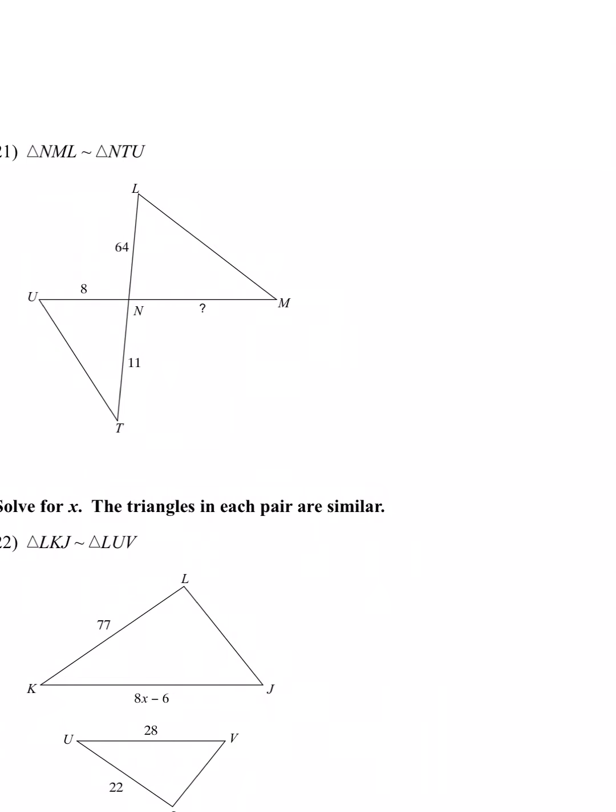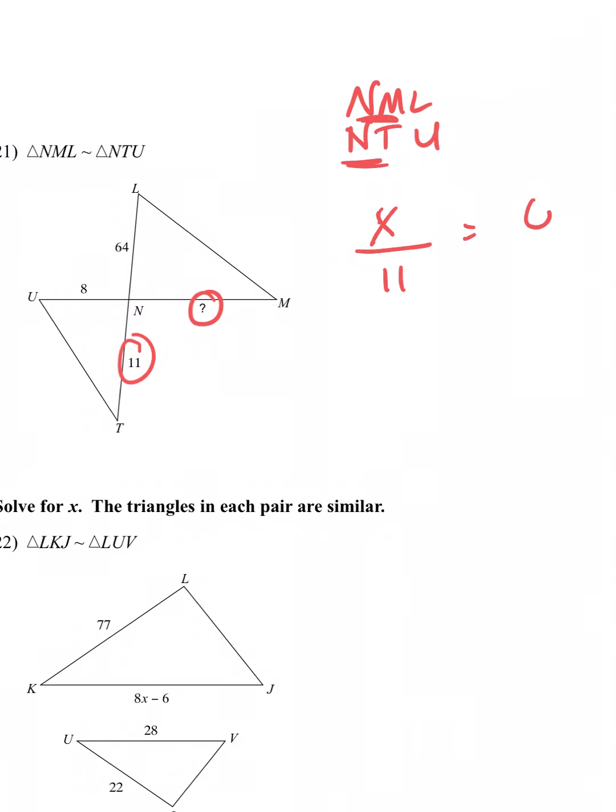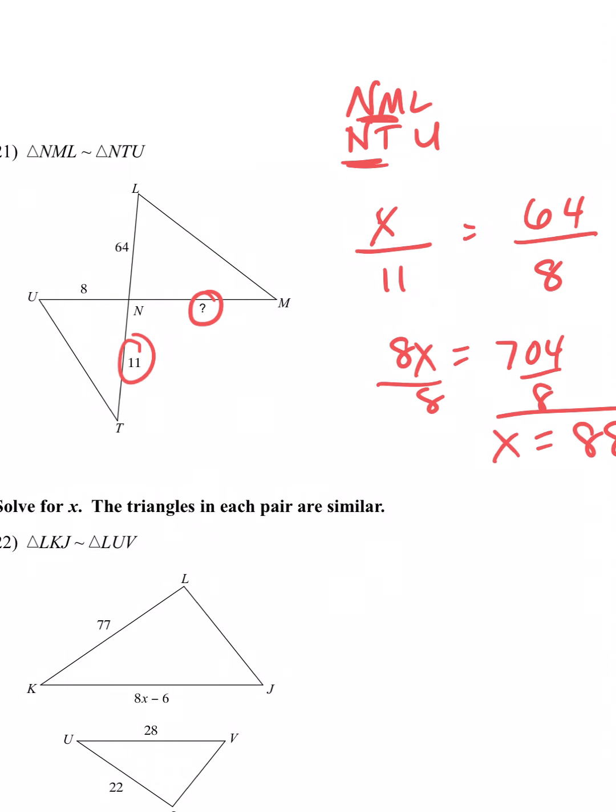For this one also, I put the similarity statement underneath each other, NTU. And this x here would be NM. It would go with NT, which is this one here. So your x goes with your 11, and your 64 goes with your 8. And when you cross multiply, you get 8x equals 704. And when you divide by 8, you get x equals 88.